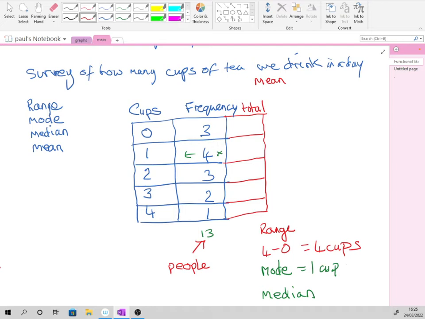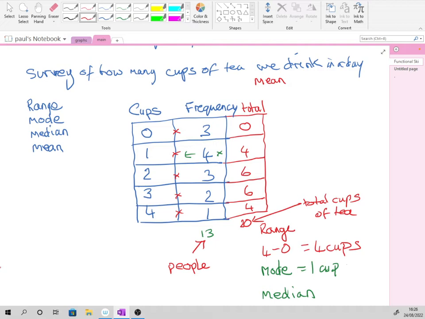So 3 people said they drank no cups of tea, so you can do 3 times 0 equals 0. 4 people drank 1 cup of tea, so 4 times 1 is 4. 3 times 2 is 6. 2 times 3 is 6. And 4 times 1 is 4. Now if we add all this up, we get 20. Now 20 is the total cups of tea. That's the total cups of tea.